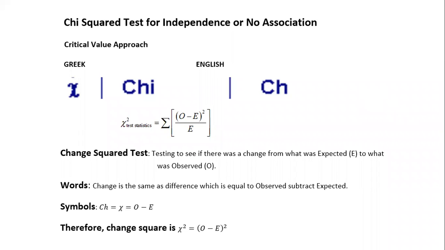Chi-square test for independence or chi-square test for no association, critical value approach. Before we begin, let's reflect a little on that symbol chi. It's a Greek symbol, and the English counterpart is ch, which represents the sound "chu". If you need to spell a word starting with chu in English, you use ch, a word like change, for example, or church, or choose.